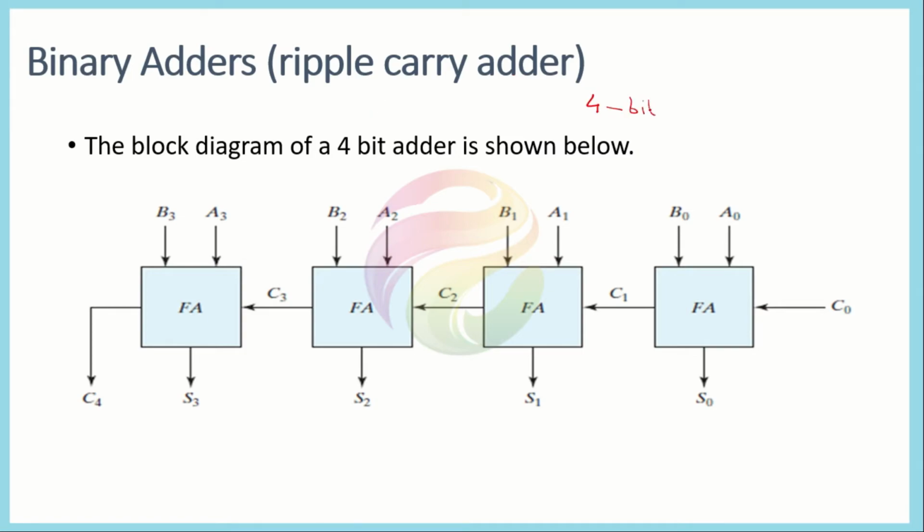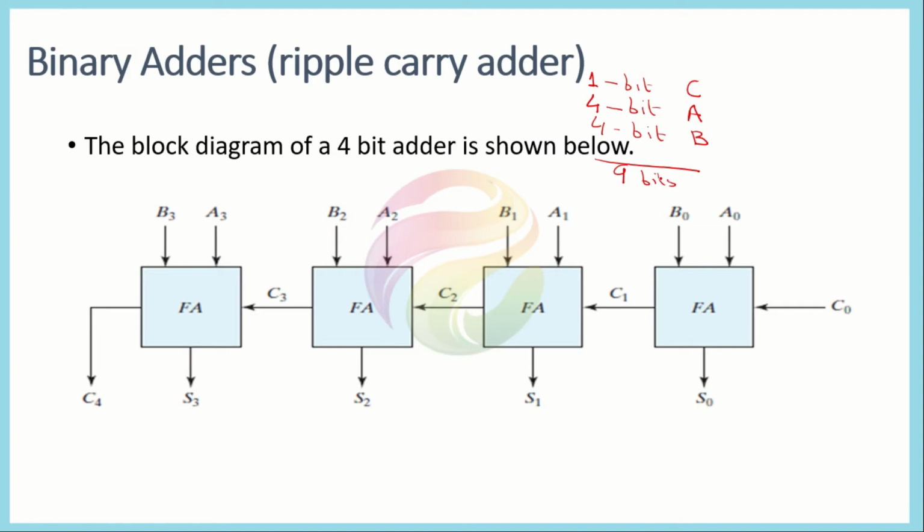A is represented in 4-bit. Similarly, B is also represented in 4-bit, and we also have a 1 bit of carry. Say this is the carry, the original carry, this is A, and this is B. So we have a total of, say, 9 bits here.